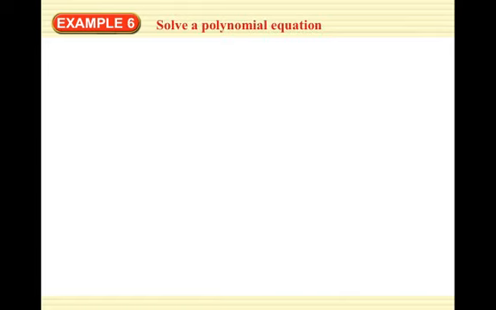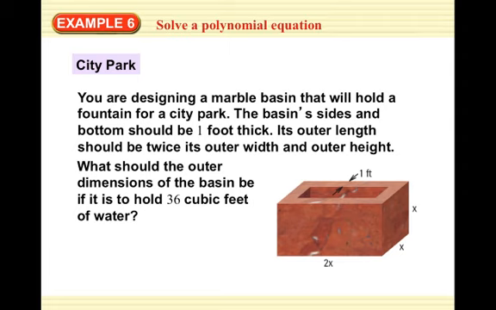All right, we're going to solve a polynomial equation set up from a problem. You're designing a marble basin that will hold a fountain for a city park. The basin's sides and bottom should be 1 foot thick. So see, that's where the little 1 foot is, right there. But remember, on the bottom, it's 1 foot thick too. Its outer length should be twice its outer width and outer height. So the outer height is going to be, say, x, and so is the outer width, and then the length is going to be twice.